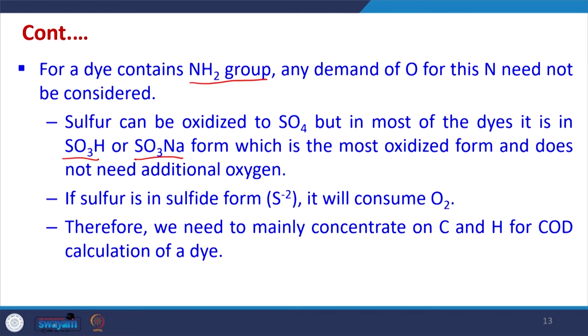So, if nitrogen is there in the NH2 group, we need not find the oxygen demand for that. If sulfur is there in the SO3H group or SO3Na group, we need not find the oxygen demand for that sulfur. If sulfur is in the sulphide form, it will consume oxygen. So, this we have to take and convert into H2SO4. Therefore, we need to mainly concentrate on carbon and hydrogen for COD calculation of a dye, and this actually is the mistake done by many persons while calculating the COD or THOD in the usual case.